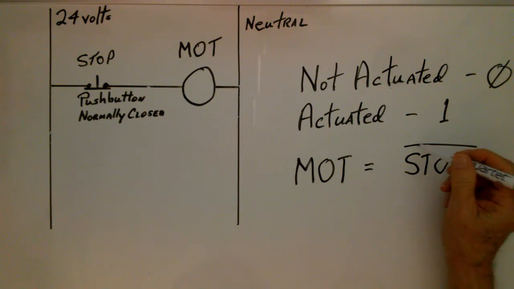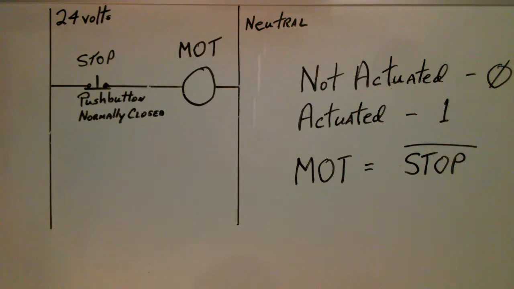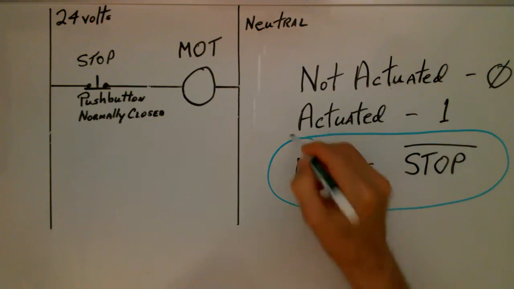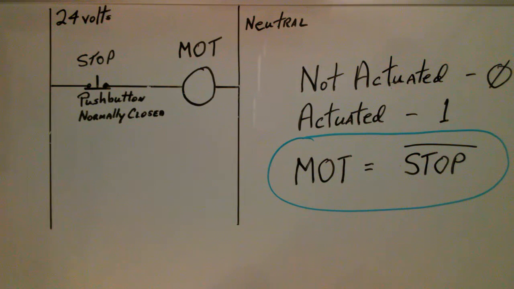The bar over the top of the variable means that the action required for operation is negated. We say negated, or we say it is inverted, or we say it is opposite what it would be with a normally open push button. So here's our Boolean statement as such. And let's take a look at the truth table.